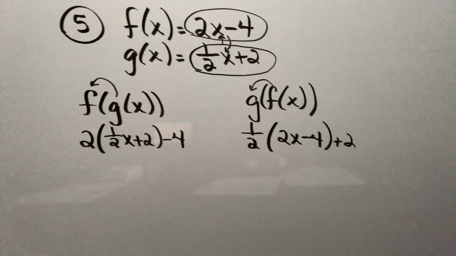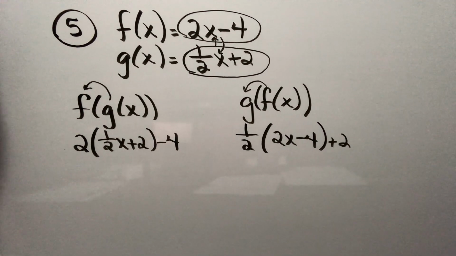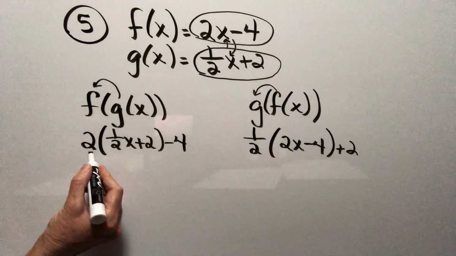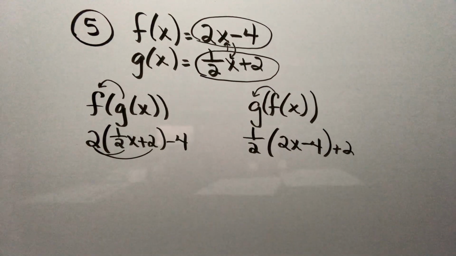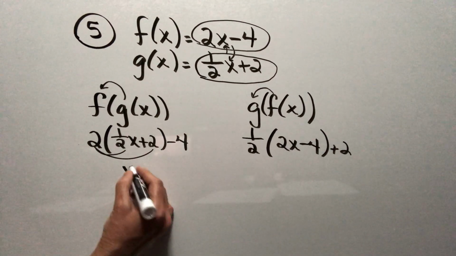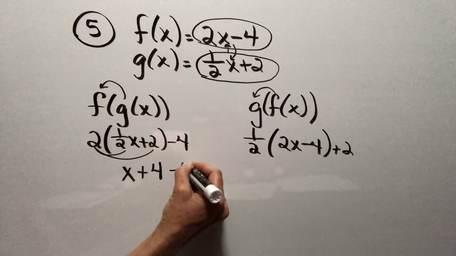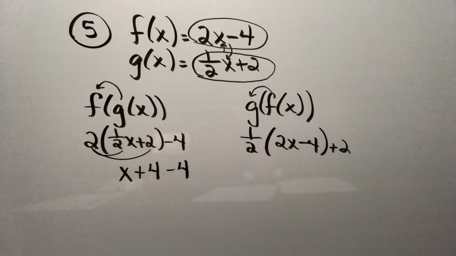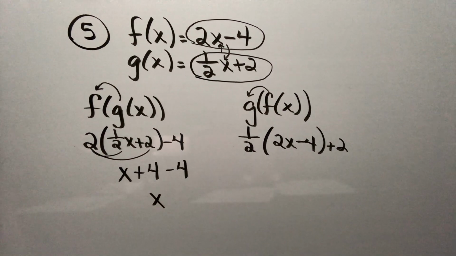So what we want to know is if these two things are the same thing. So we're going to simplify both of them and see if they are the same. So over here, you would distribute the 2 to both of these. So 2 times 1/2 of x would just be x. 2 times 2 would be 4, and then you would still have that minus 4. So if you were to combine 4 with -4, you would just have x.